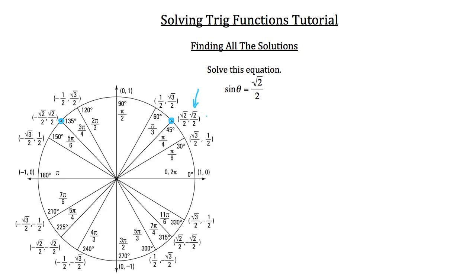You could also think of each of these answers in radians. So, for this problem, your answers for theta are either 45 degrees, which is pi over 4 radians, or it could be 135 degrees, which is 3 pi over 4 radians.